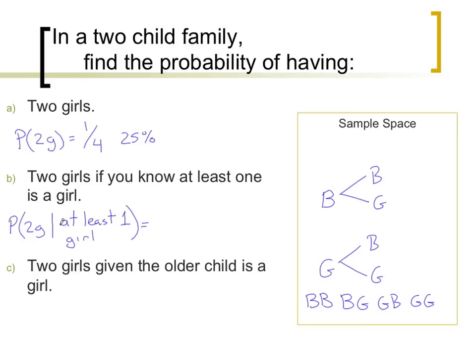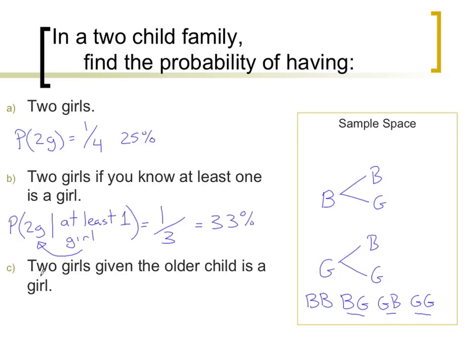Okay, so this now becomes the pool that we're drawing from. So we need to identify how many sample points have at least one girl. Well, it would be this one and this one. So there are 3. Now, out of those 3, how many of those have two girls in them? Well, just this one right here. So it's 1 out of 3, or 33%.